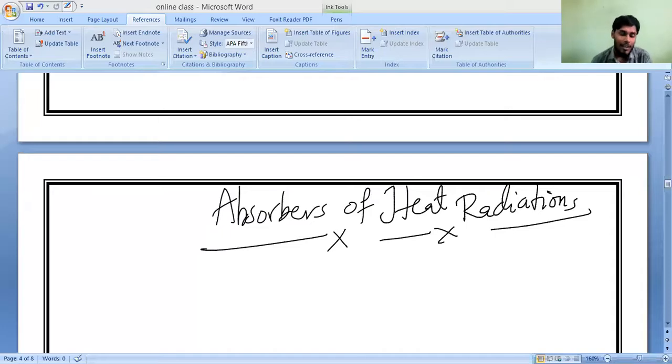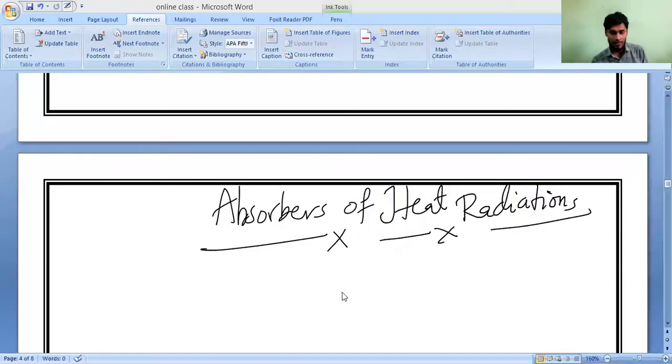Yes, sir. If it is black color, it will absorb the light. As we know from previous classes, black is the one where there is no reflection of light, only complete absorption. Correct or not? Yes, sir. Same way, absorbers of heat radiations: the amount of heat which can be absorbed by radiation depends on the color of the object. What is that? Color of the object.